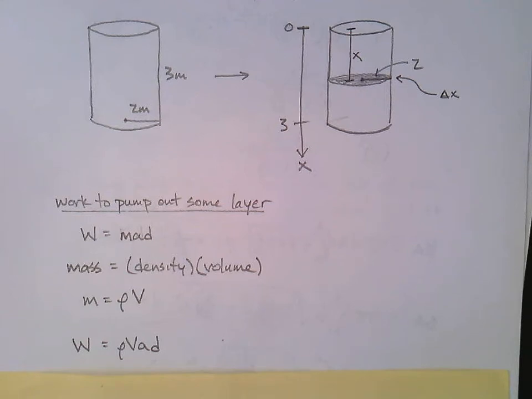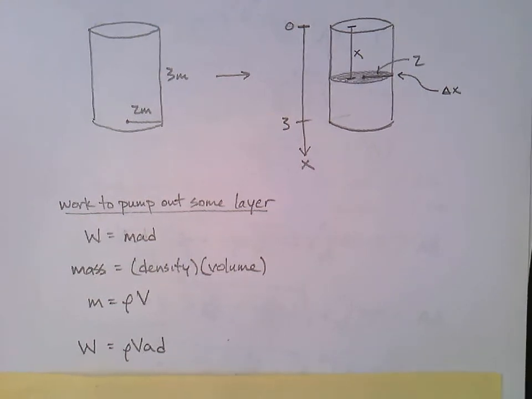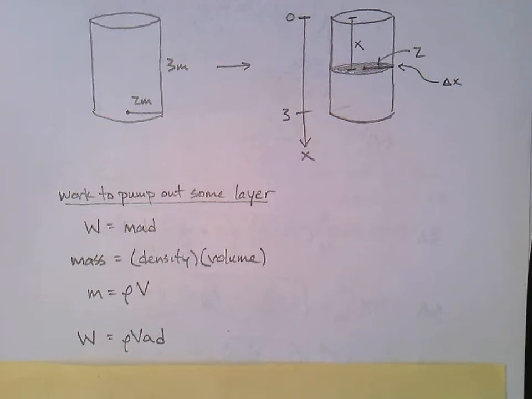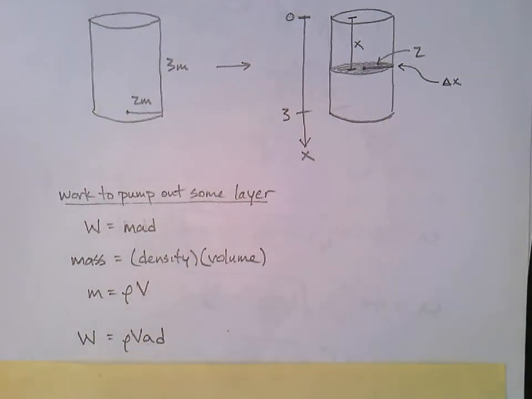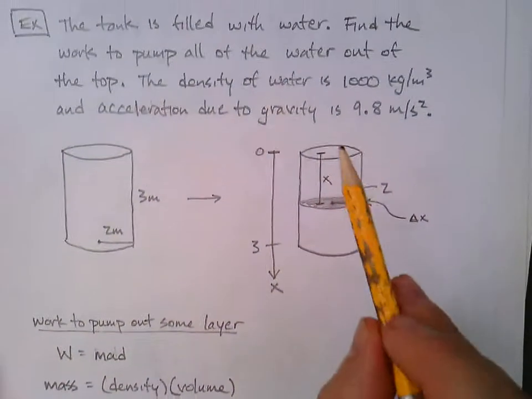Density times volume times acceleration times distance. Okay. Now we got something to work with. If we can figure out what each of these are for some layer of water, then we're in business.